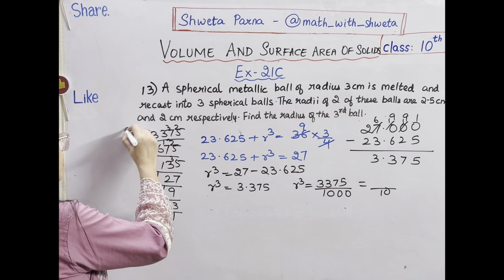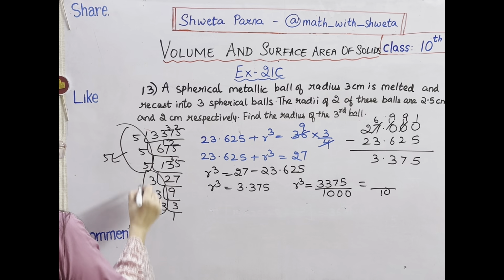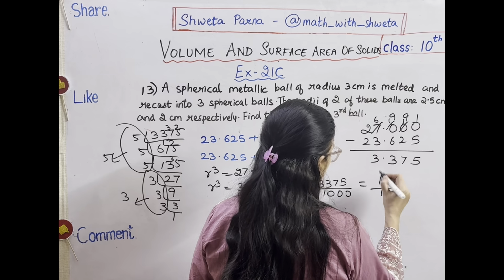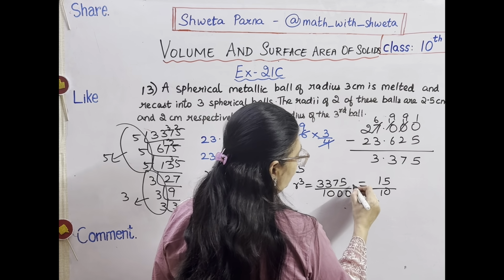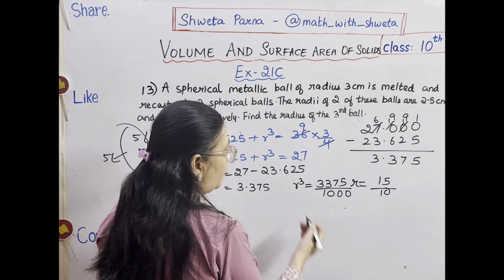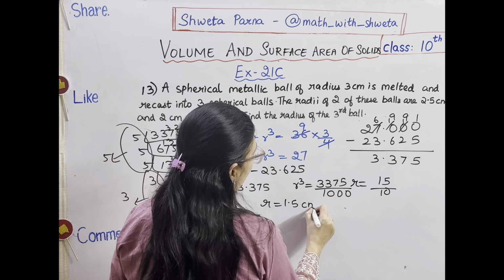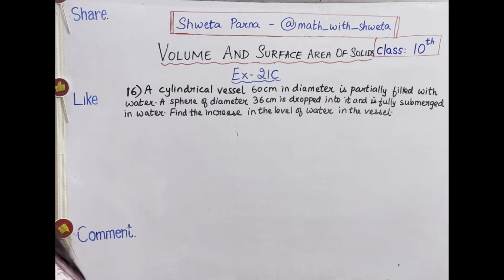Now form groups of 3 of the same numbers. So from here you will take 5, from here you will take 3. So 5 into 3 is 15. Right? So r cube is this, so r is equal to 15 upon 10. So r is equal to 1.5 centimeter. I hope it's clear. Let's go to question number 16, children.